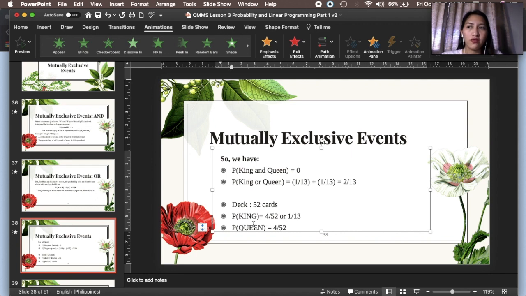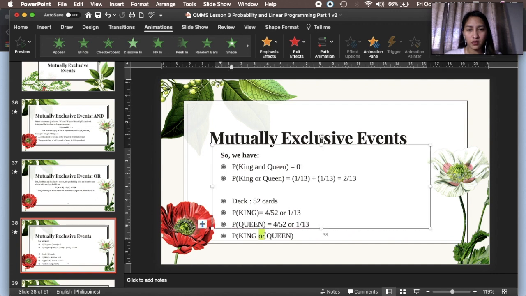So, ano-ano ba yon? 4 na hearts, 4 na clubs, ano pa ba yung isa? 4 na diamonds, and then 4 na aces. So, yung 4 na yon ay isusulat mo dito, 4 over 52 kasi meron kang 52 cards in a deck. So, that is 1 over 13 also kapag sinimplify mo siya. Ngayon, kapag meron kang probability na king or queen, so you have here the keyword or, as you can see here, ayan. All you have to do is to add them up.